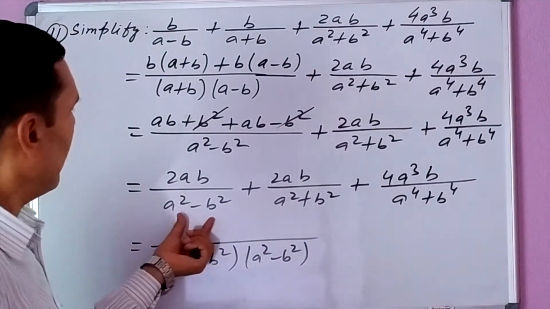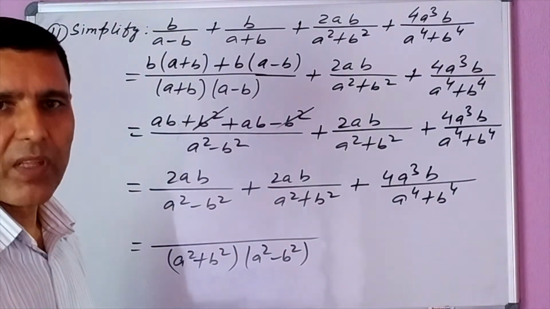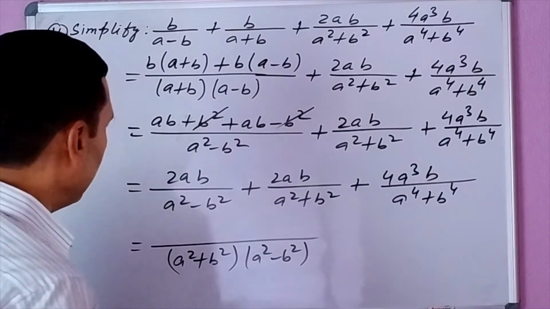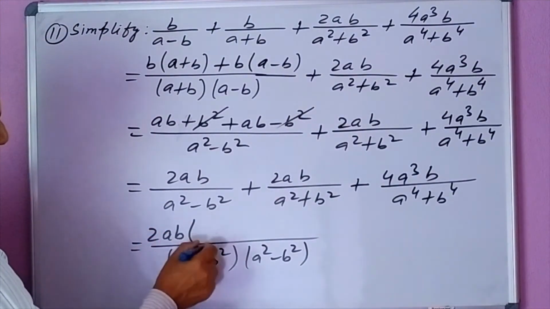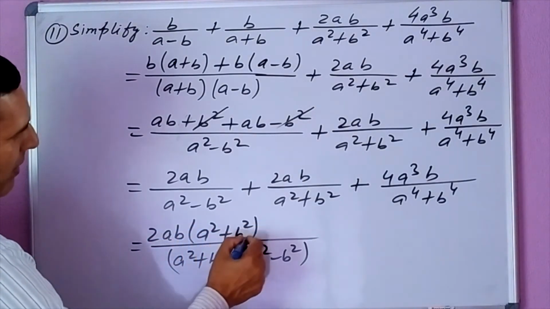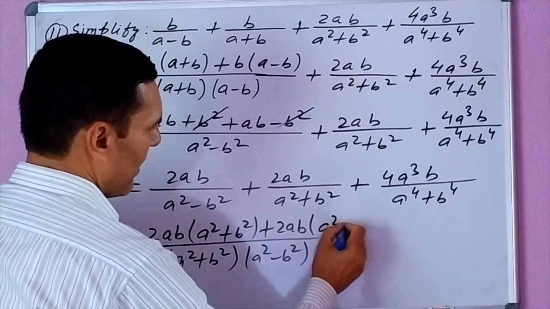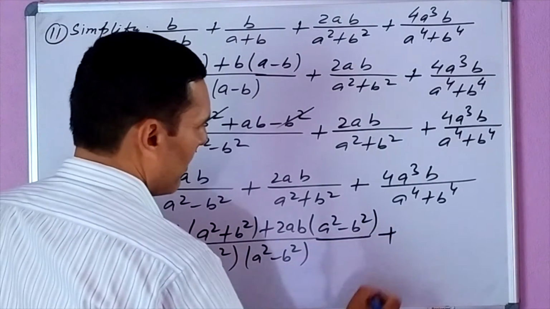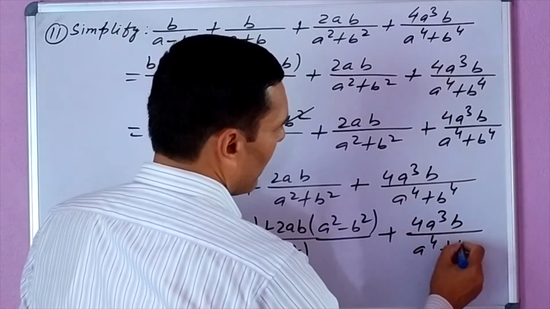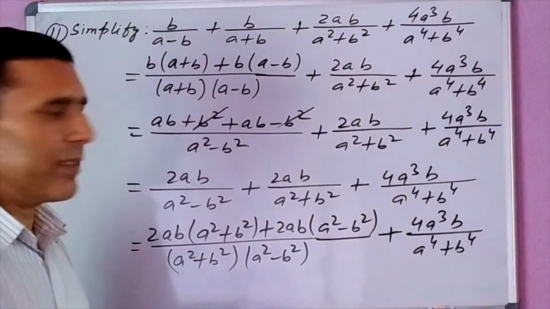Total different factors. It can be written in the form of a plus b, a minus b. By writing this also, we do not have any factor common there. So what we have, a square plus b square and a square minus b square, will be the LCM. So with this 2ab, what will be remaining there? For multiplication, a square plus b square, and with this 2ab in the second term, this cancels, a square minus b square, and this last term as it is, 4a cube b upon a power 4 plus b power 4 as it is.